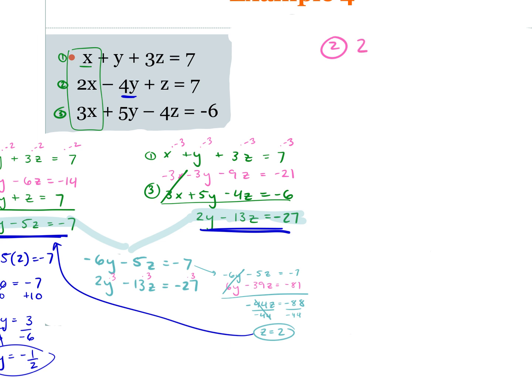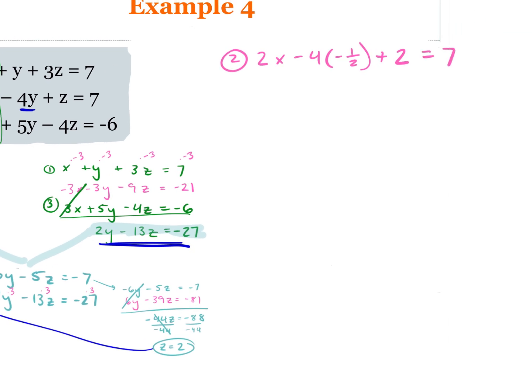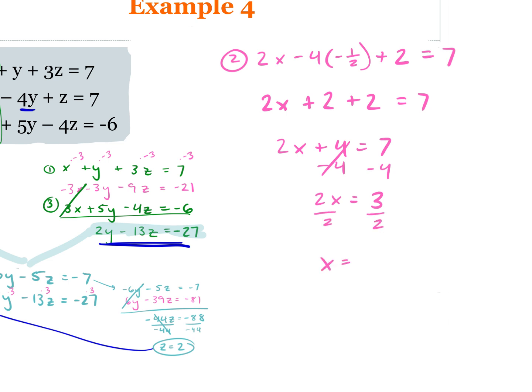So we have 2 times x minus 4 times negative 1/2 plus z, so plus 2, equals 7. So 2x, what's negative 4 times negative 1/2? 4 over 2, which is 2. So plus 2 equals 7. We get 2x plus 4 equals 7. Subtract 4. 2x equals 3. Divide by 2, x equals 3 halves.